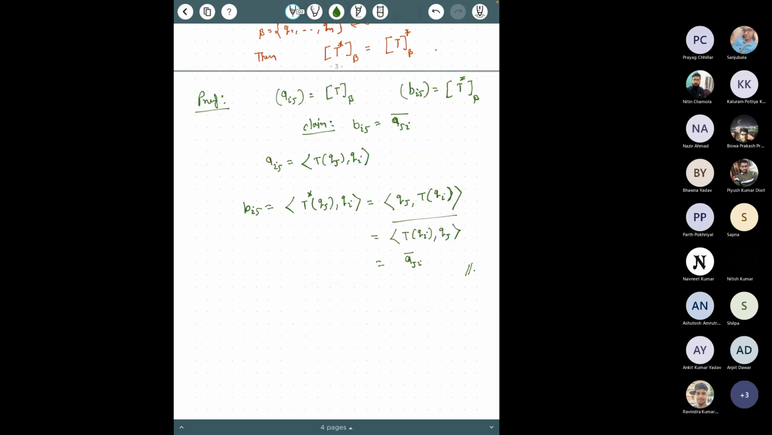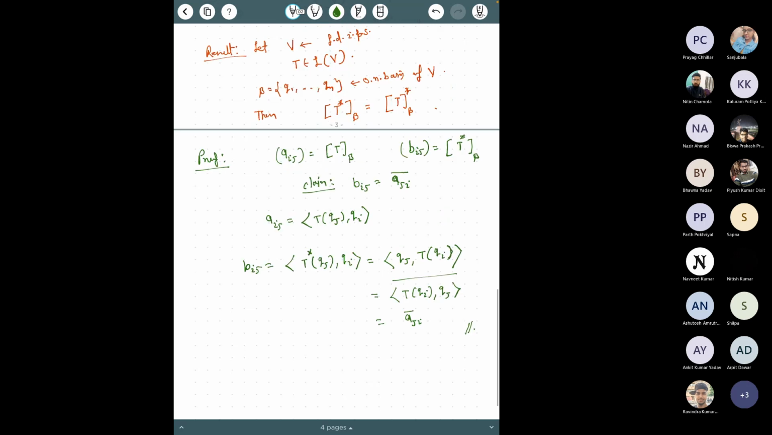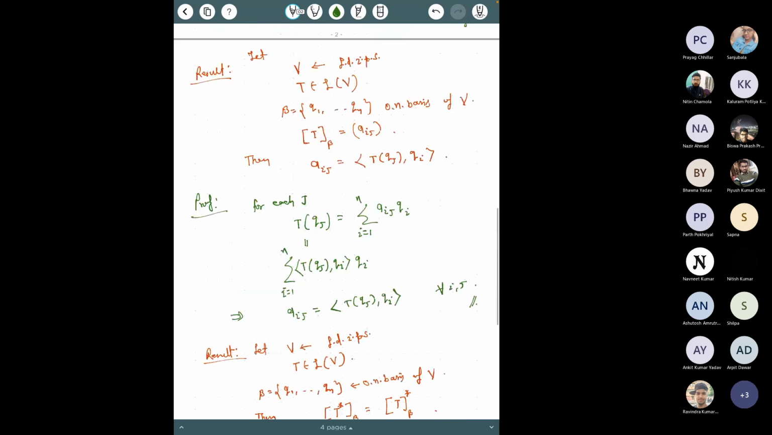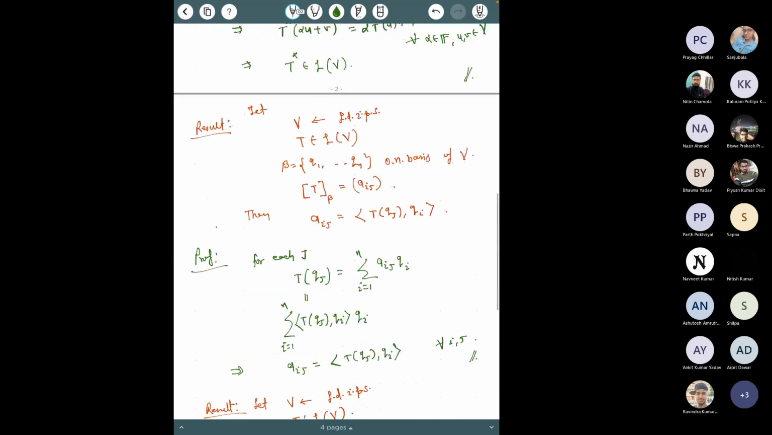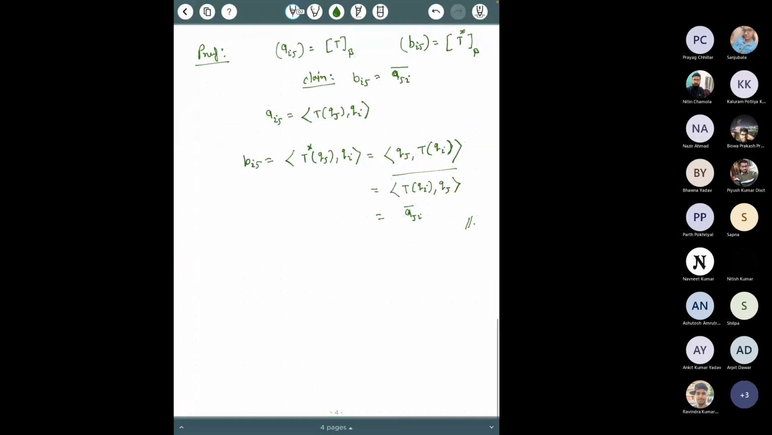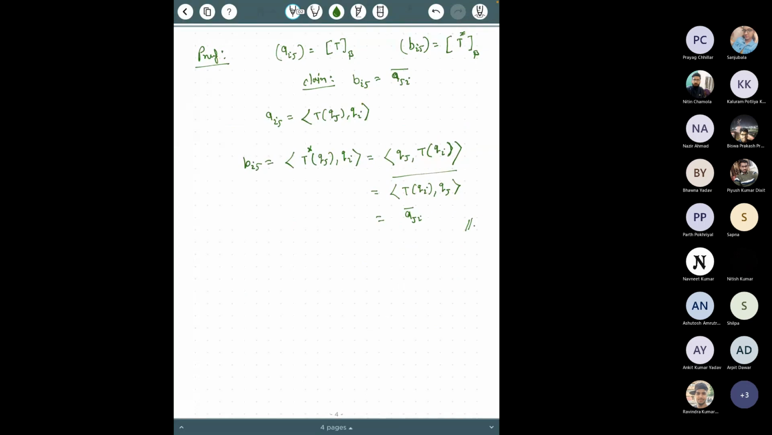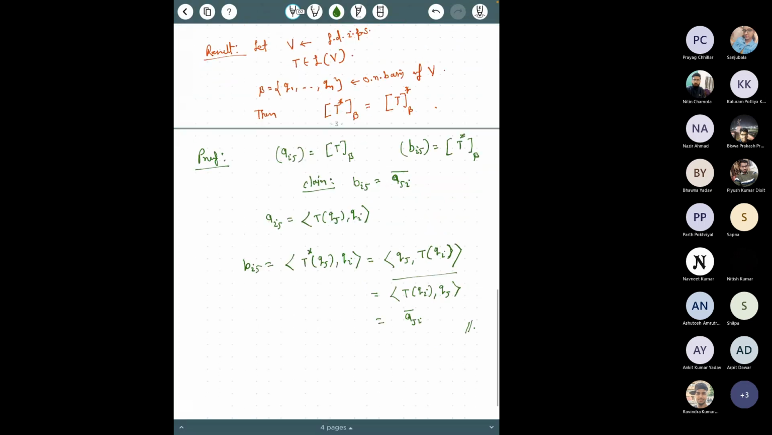All right, so let us do one example here. Suppose that we want to find the adjoint, the star, of a linear operator. We have shown the existence of the adjoint on a finite dimensional inner product space, but let us see how to find it. There are two ways. One is to just use the definition, and the other one is this result.